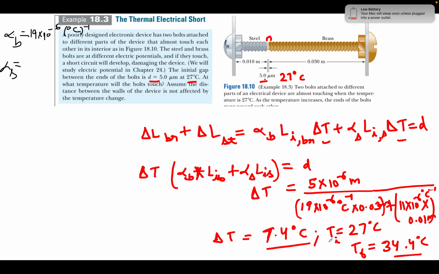Okay class, we talked about the volume expansion coefficient and did some numericals on linear expansion and volume expansion coefficient in this particular lecture. We will continue with the other topics, those are equation of state and further topics, in the next lecture. Thank you so much.